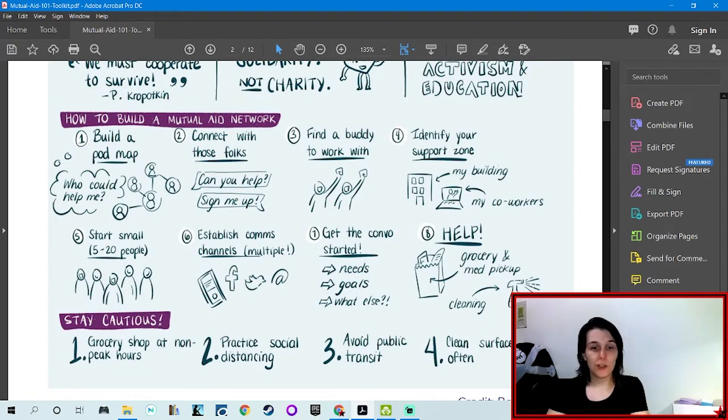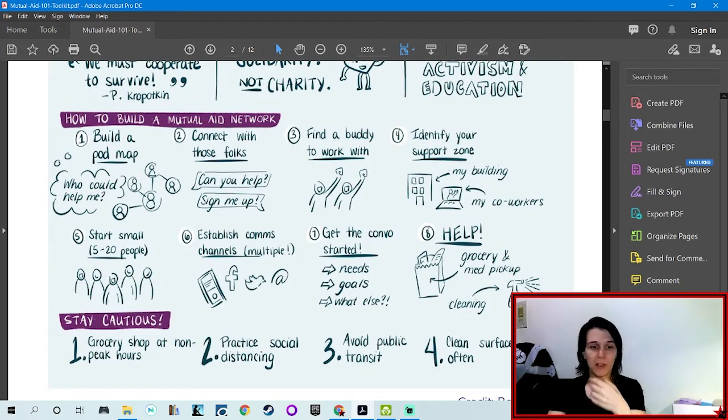Establishing communication channels, multiple, whether that be telephone or social media networks, and really start getting the conversation going. What are the needs of the community that you're trying to develop? What are the goals? What are you trying to accomplish? And at the end of the day, help each other. Pick up groceries and medication and supplies for each other, clean for each other, and keep each other safe. And that last one is very useful, especially during the pandemic situations that we were talking about.